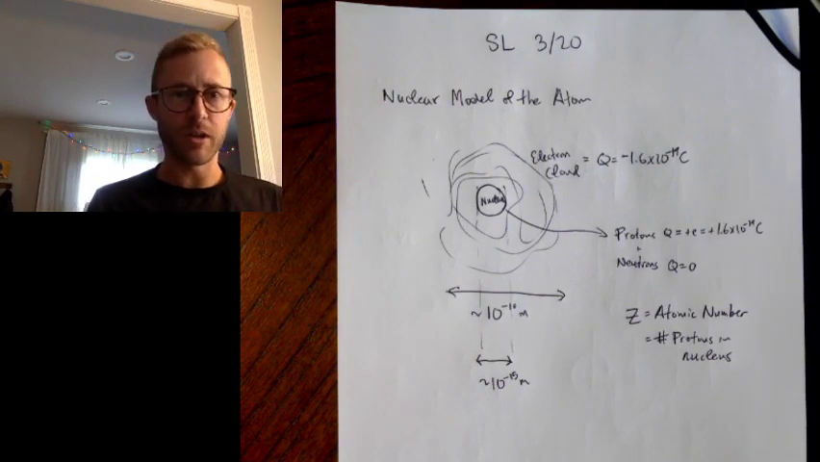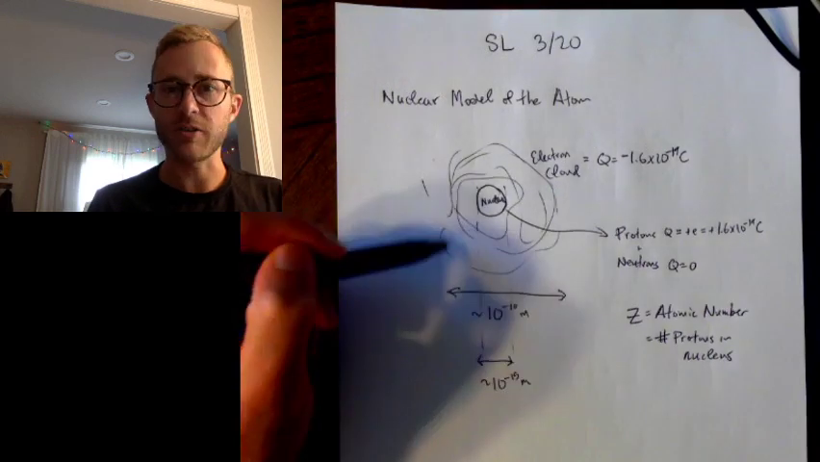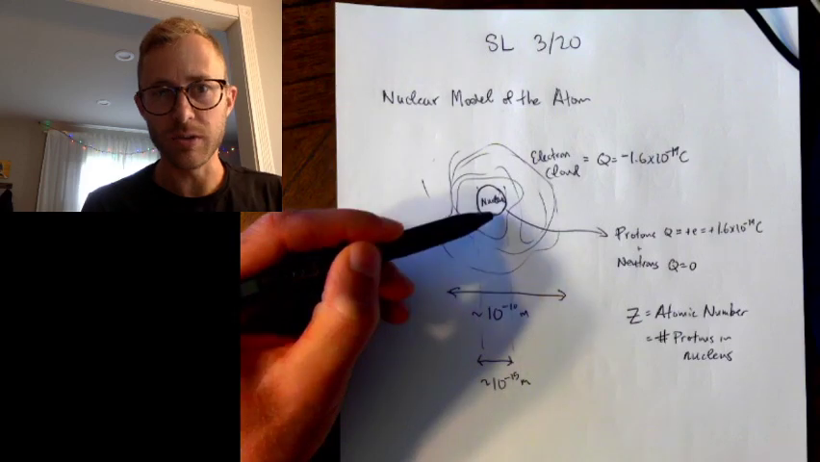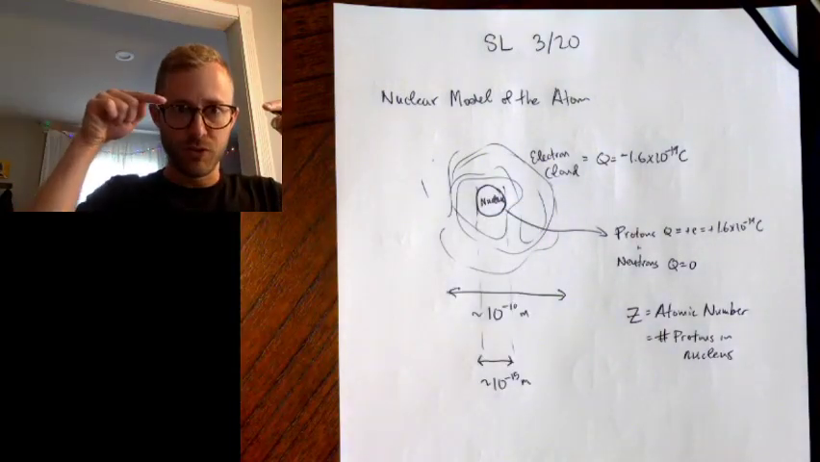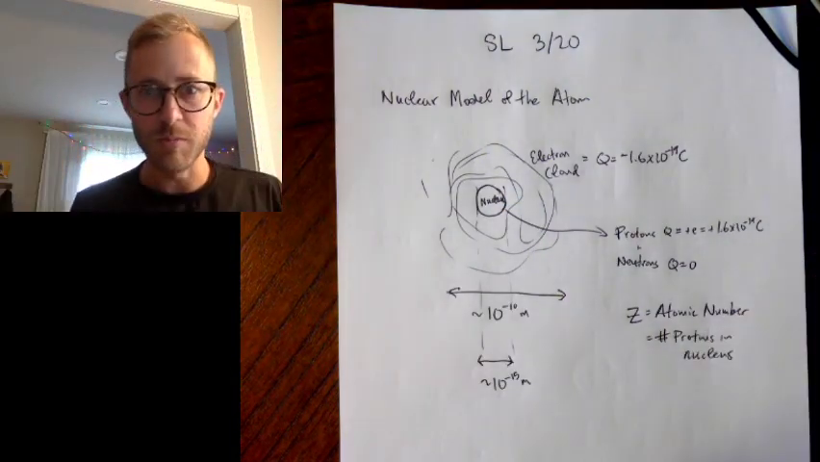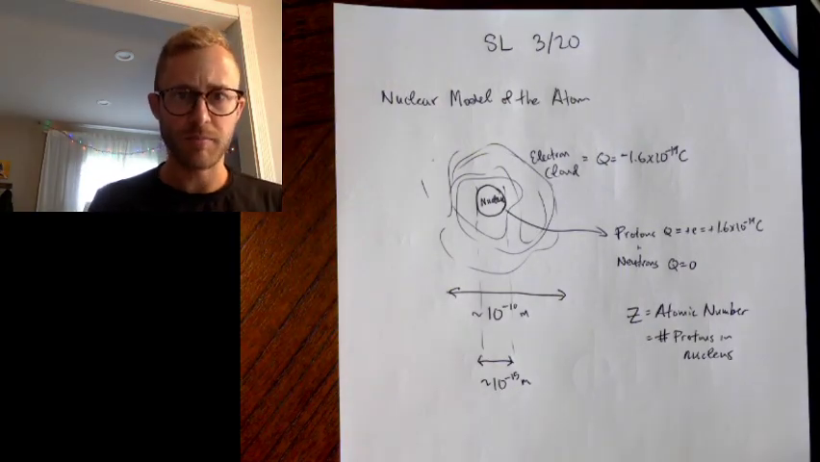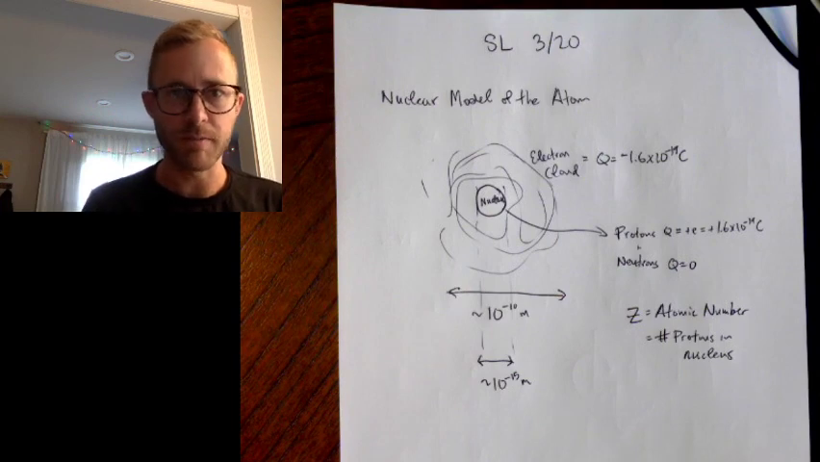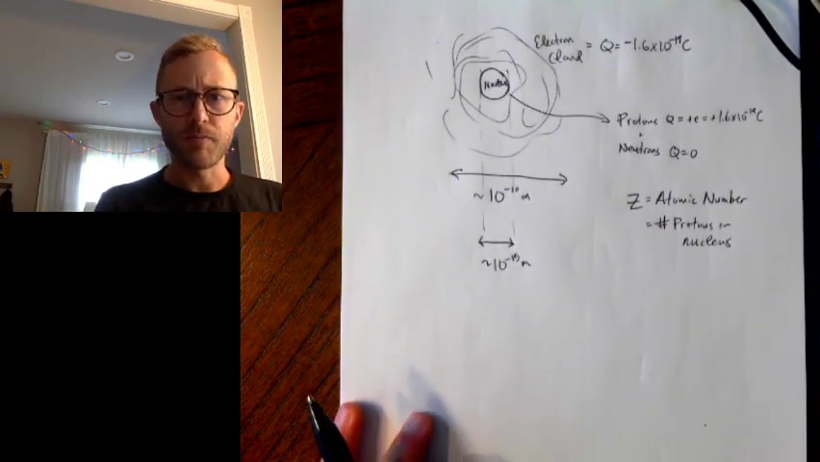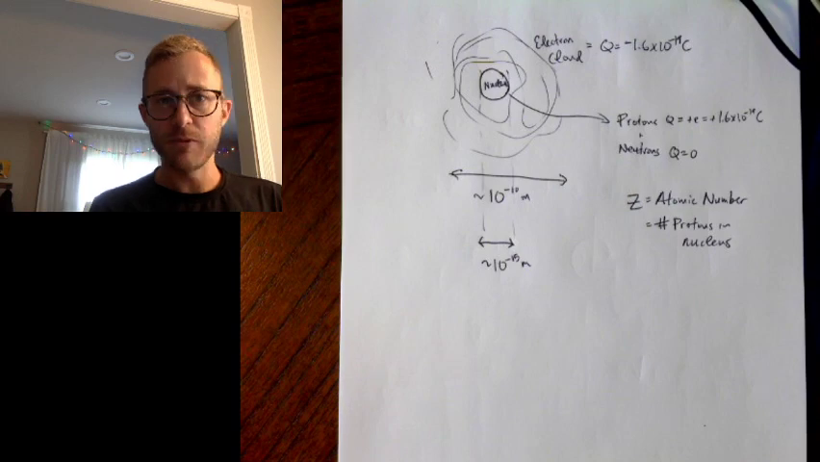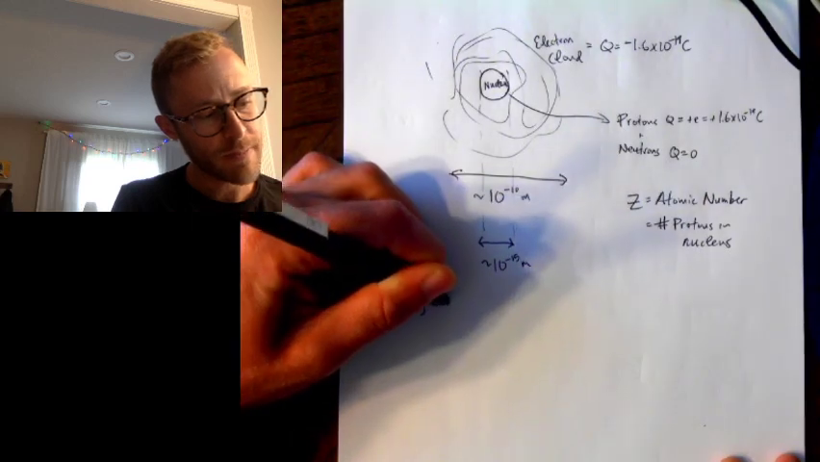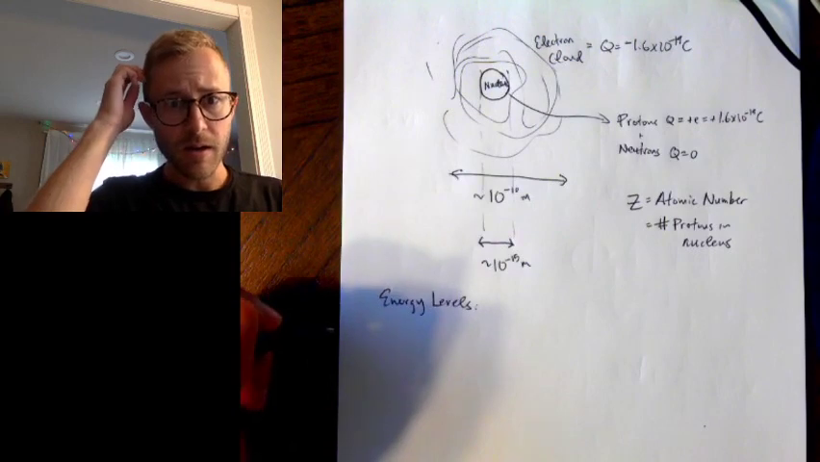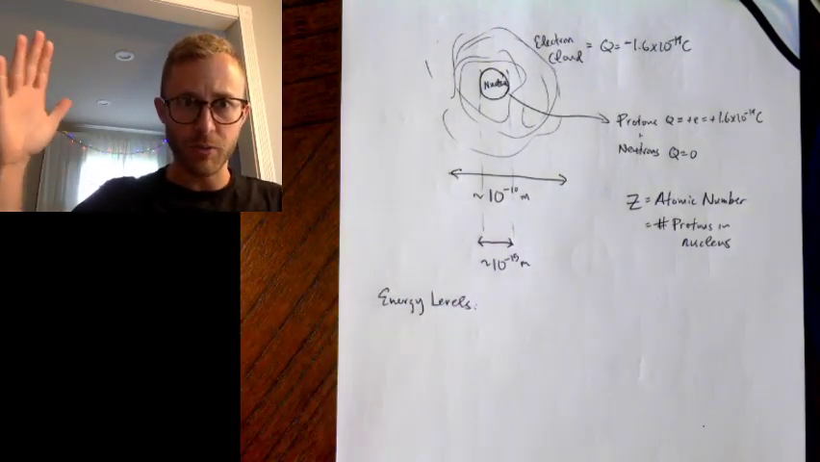What we're going to do is start by studying the electron cloud, then we're going to study the nucleus, and then we're going to study what's inside the nucleus. So we're going to be zooming in to the atom as we continue to learn more and more about it. First, we're going to study what are called energy levels, starting out with the electron cloud.